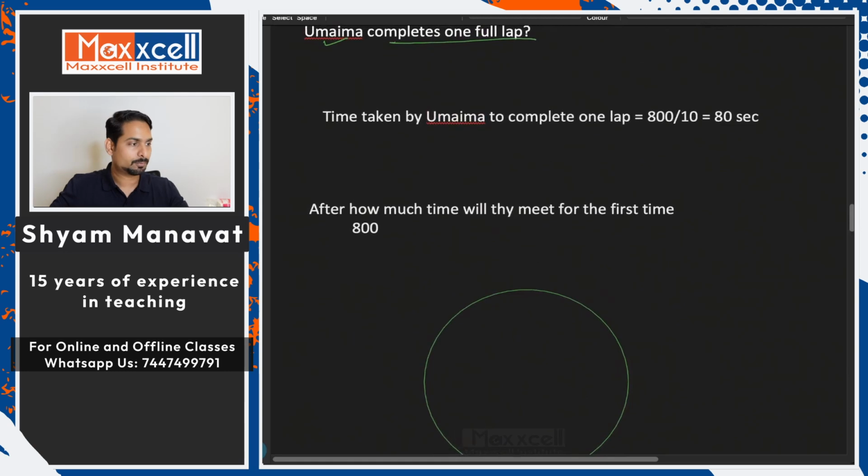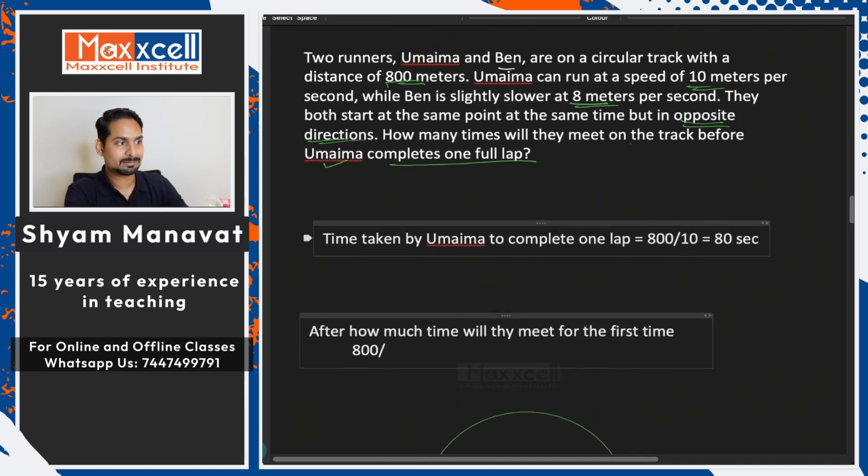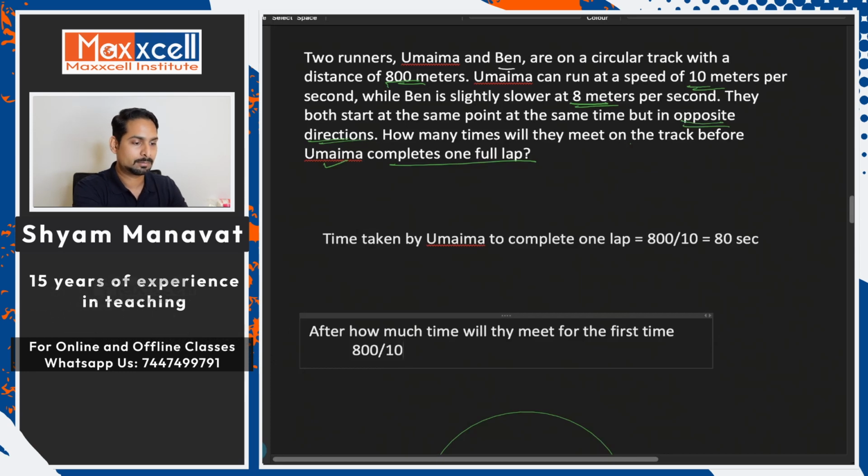Now for this 800 meter track, when will they meet for the first time? So with the relative speed, they are moving in the opposite direction, so opposite direction is supposed to be plus. So 10 plus 8. To calculate time, we are using what? Distance upon speed, right? So the time is 44.44 seconds.